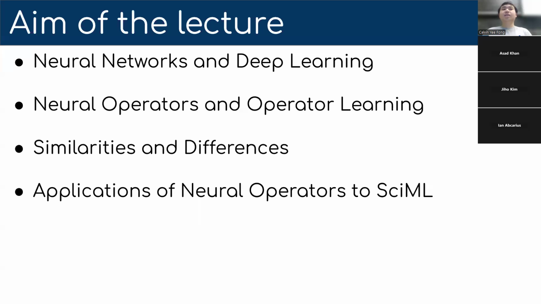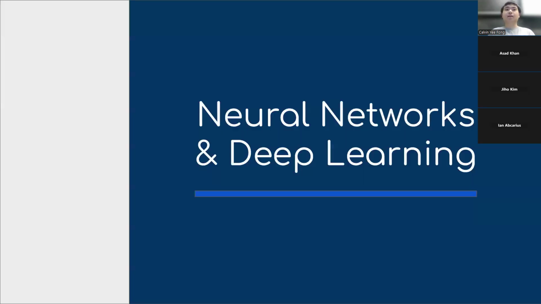So for the aim of the lecture, we'll be giving a brief background overview of what neural networks are and how you can do deep learning using neural networks. Then we'll introduce the idea of neural operators and how you can do operator learning with it. We'll cover some of the similarities and differences between both approaches and how you can apply neural operators for some scientific machine learning applications.